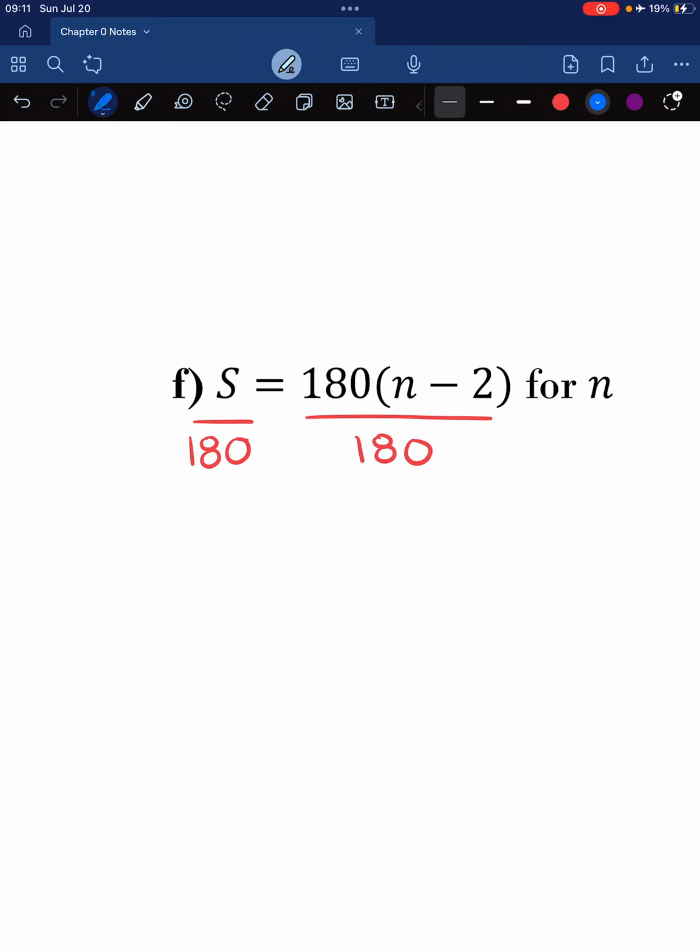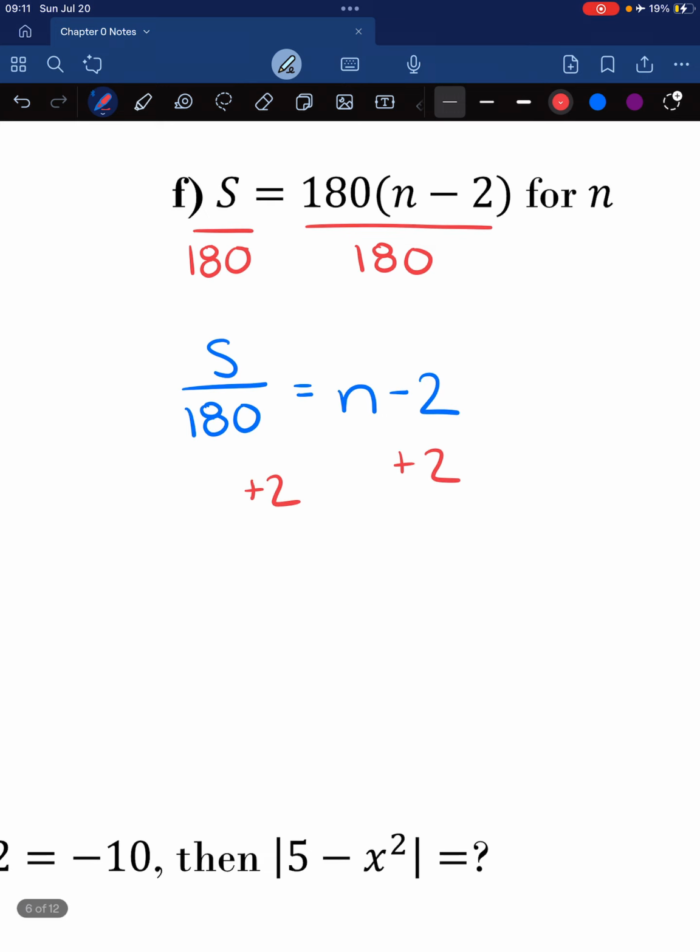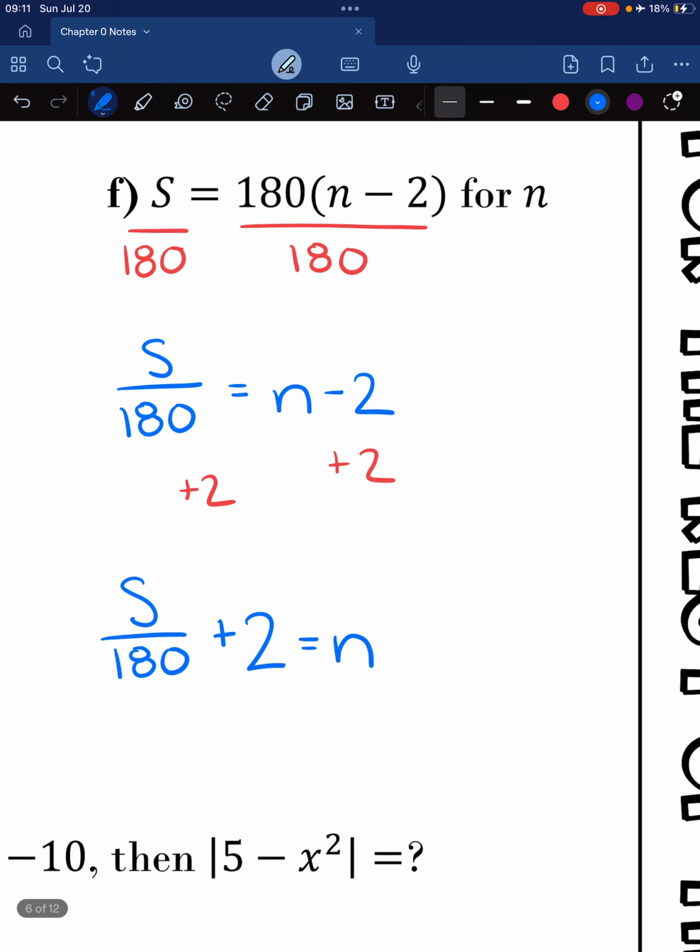It's not wrong to distribute first, but you're going to end up making a little more work for yourself, so I'm going to go ahead and divide by 180 first. Okay, notice I do not put this plus 2 in the numerator. I'm adding 2 to this entire right side of the equation.